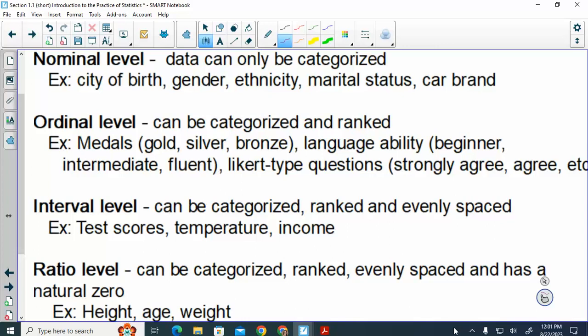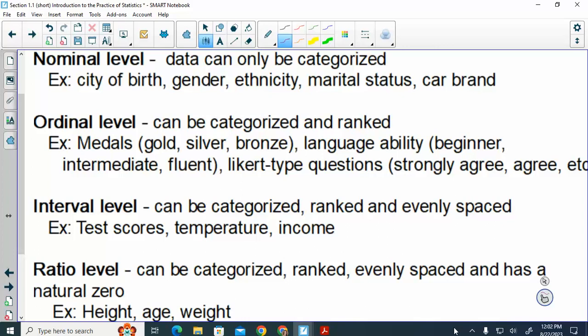Something like where you were born. I can't say it's better if you were born in Hannibal versus Quincy versus Moberly. There's not one better than the other. We can do things like gender, ethnicity, marital status, even eye color, hair color. You can break up people into categories, but then you can't rank those categories in any way. So it's strictly nominal level data.